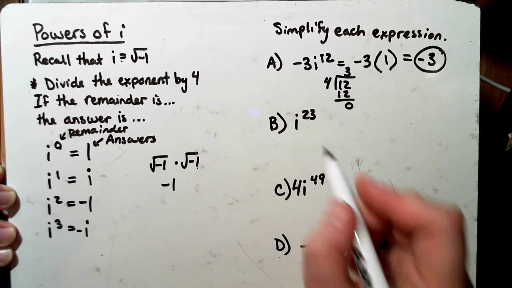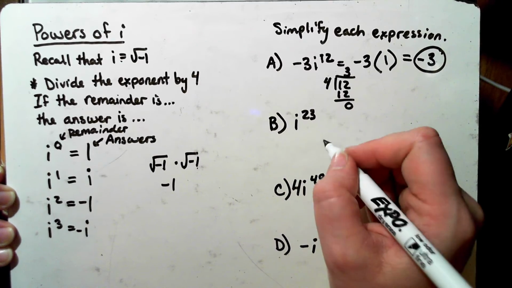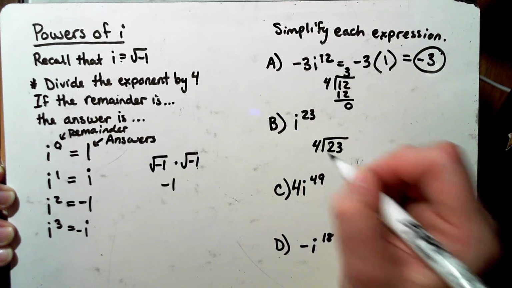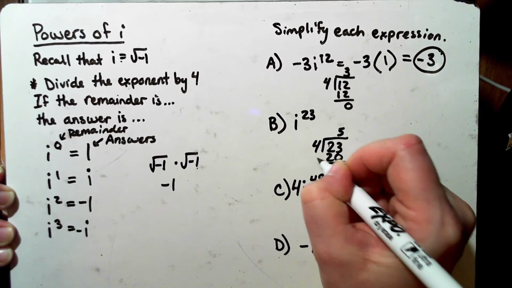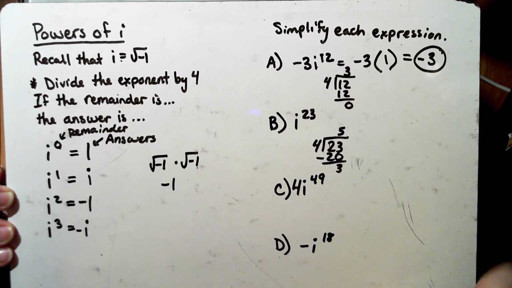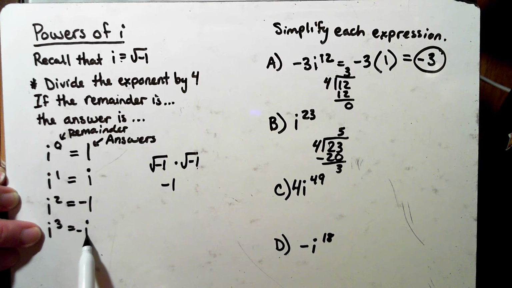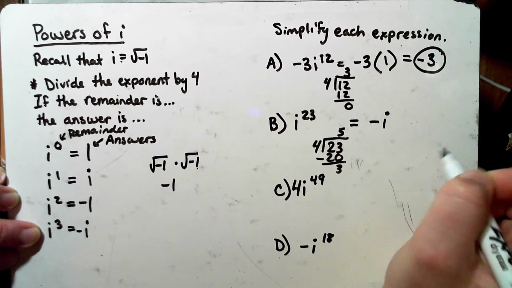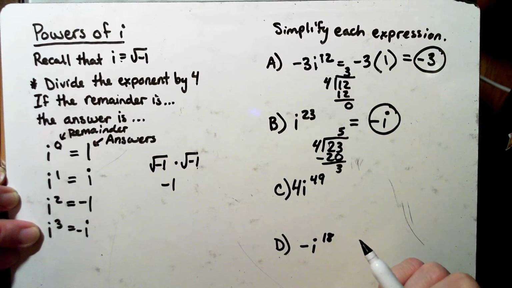Let me do it again. i to the 23rd. Okay, there's no number in front, so all I have to do is 23 divided by 4. Now, 4 times 5 is 20, and the remainder is 3. So I come over here, I find the power of 3, and this is my answer. It's -i.